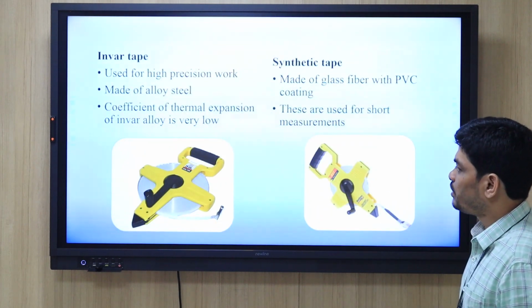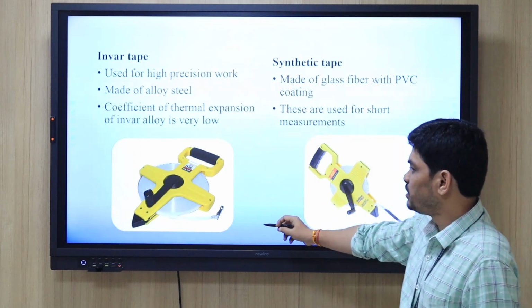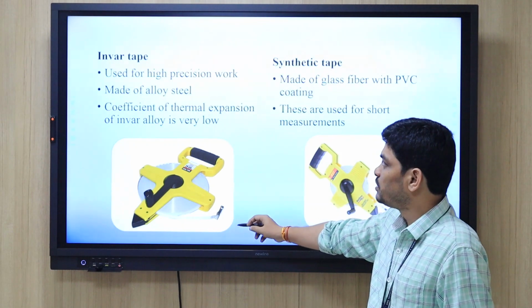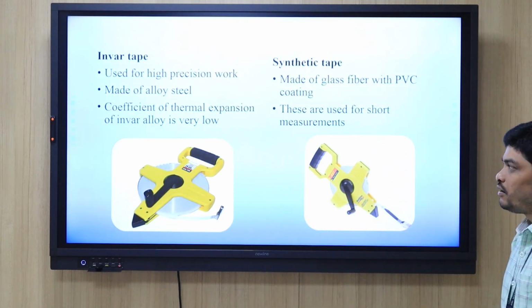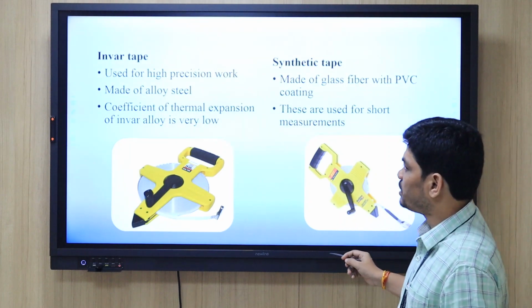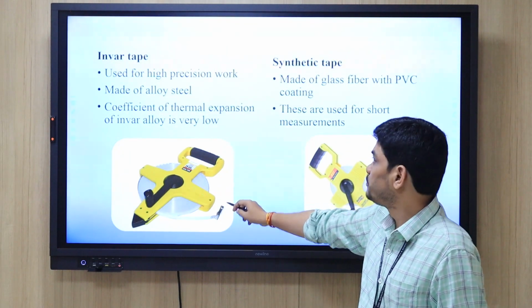Ivory tape. With this one, a second person is not required for measuring smaller distances. Ivory is a good material. It is strong. It has low thermal expansion. That's why this is a very good tape compared to all those things.